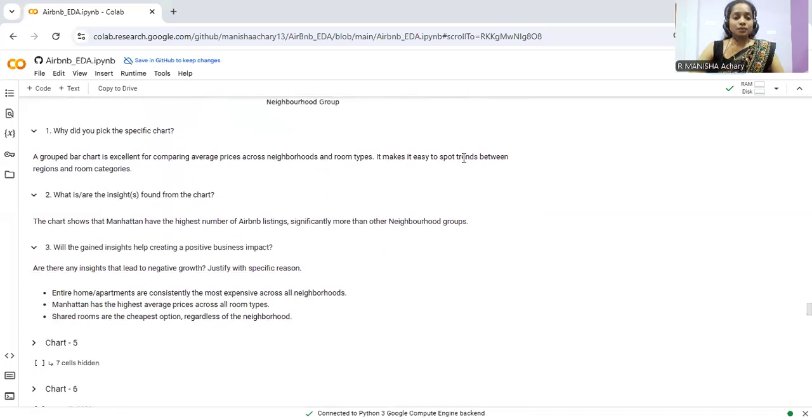So, what are the insights found from the chart? This chart shows that Manhattan has the highest number of Airbnb listings, significantly more than other neighborhood groups. What are the positive business impacts? Entire homes or apartments are consistently the most expensive across all neighborhoods. Manhattan has the highest average price across all room types. Shared rooms are the cheapest option regardless of the neighborhood.